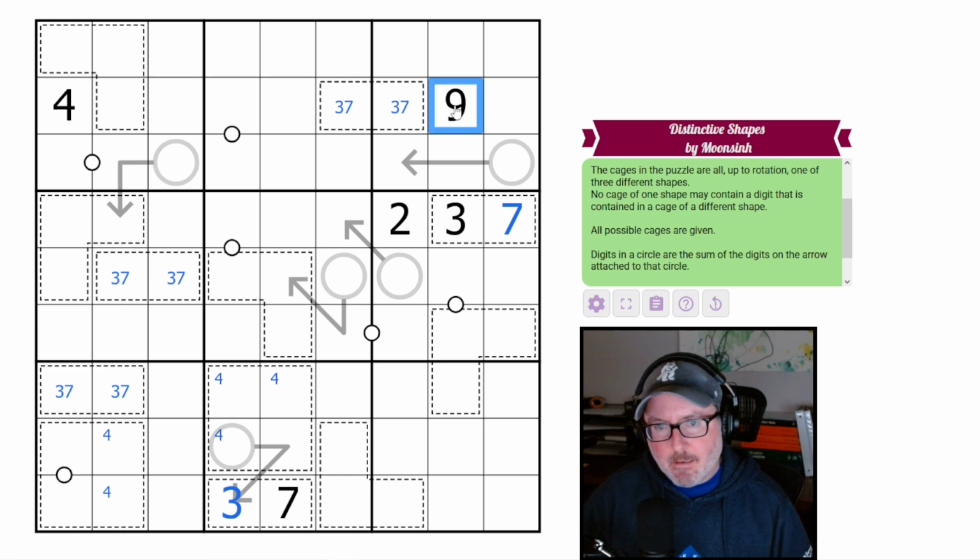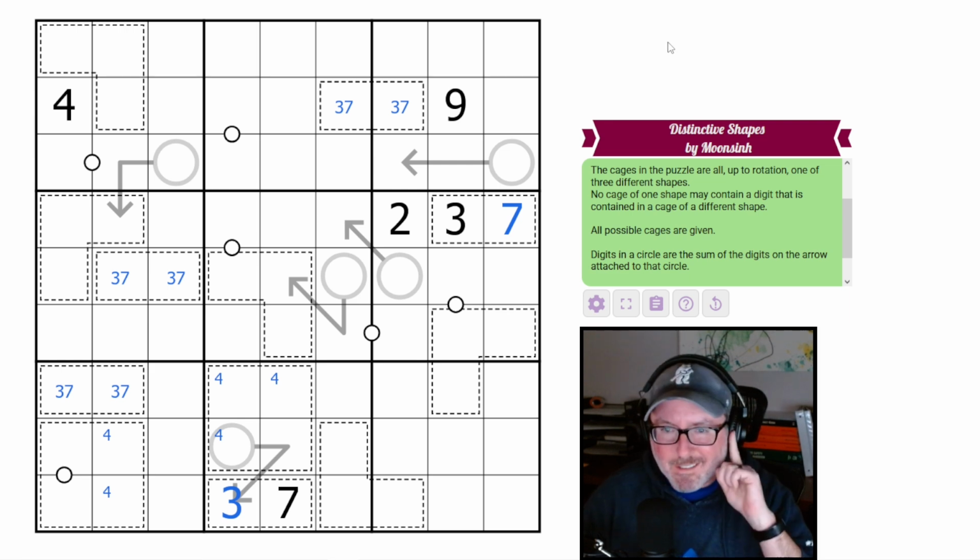We can't say that the 9 isn't in any specific cages at this point because we already know this doesn't have a 9 in it. And this one doesn't, the 9 doesn't see all of the other cages. So we're going to have to try to keep kind of a tally maybe of what can and can't be in these other cages.